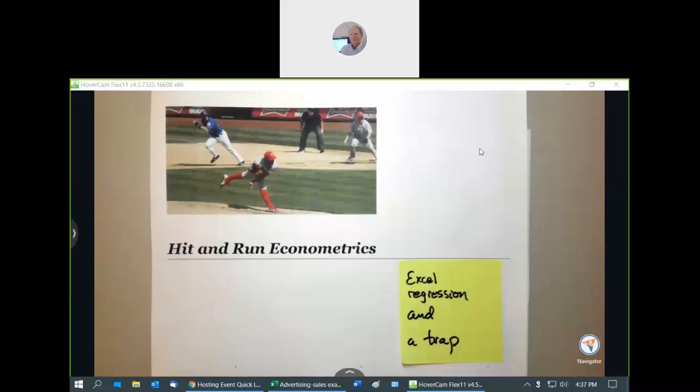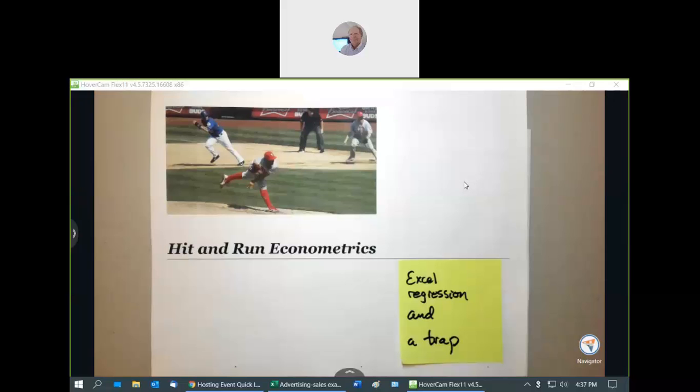This hit and run is about Excel regression and a trap. Yes, you can do regression in Excel, and there is a trap that's somewhat related to that. This is the story of someone who went home on an early break and decided to impress his relatives who ran the family small business with his econometric skill.